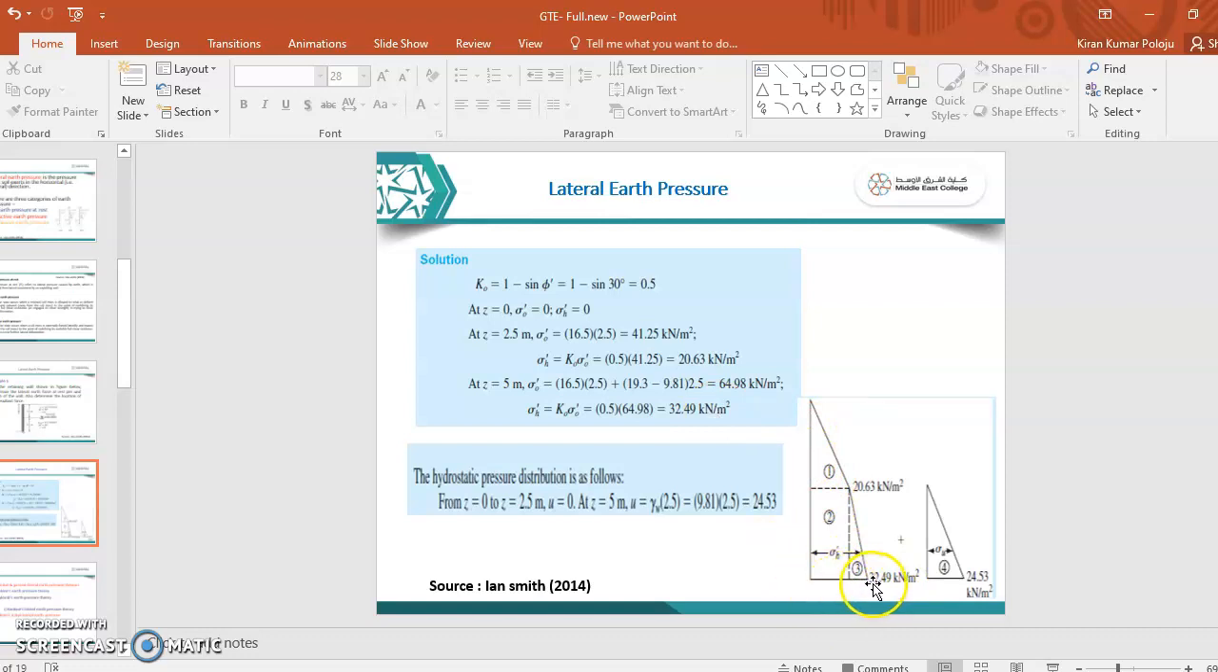Here you have to draw the diagram. This is the base: at z equal to 5, 32.49; at z equal to 2.5, 20.63; and at z equal to 0, it is 0. So draw triangles, just join the points, and you will get a diagram like this. Now you have to calculate the hydrostatic pressure distribution. From z equal to 0 to z equal to 2.5, the pore pressure is 0.